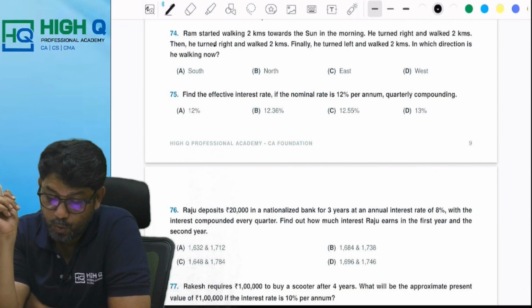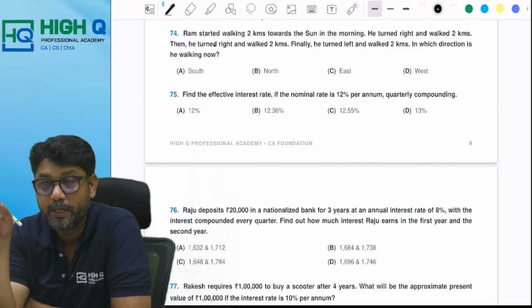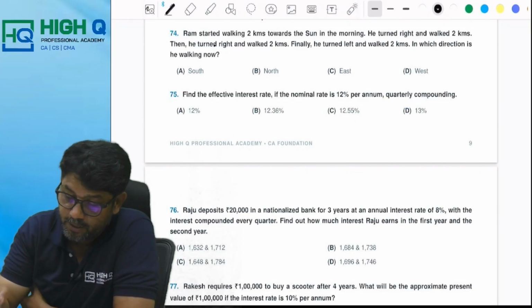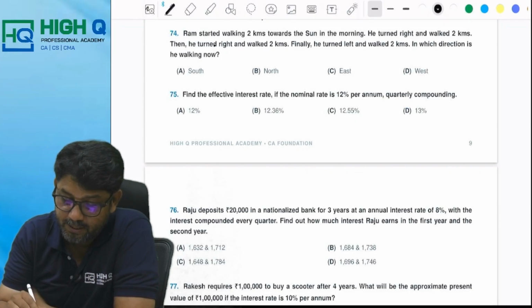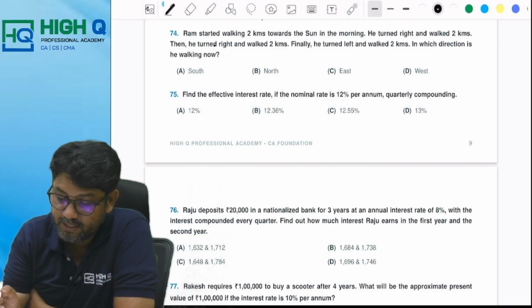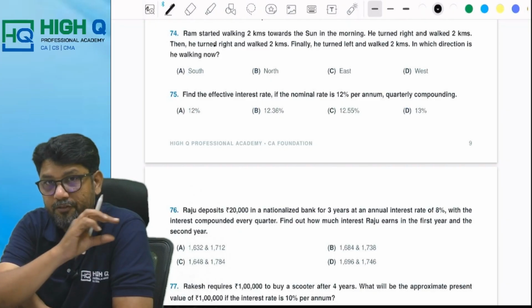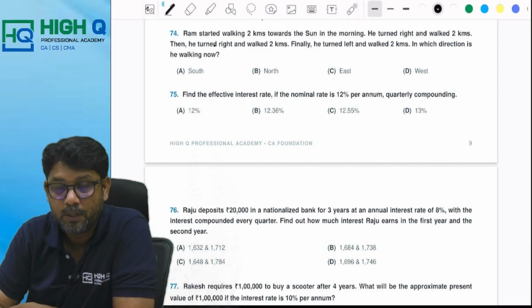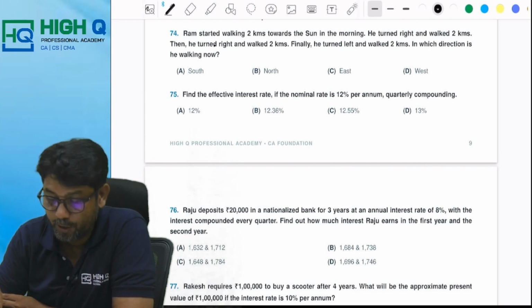Directions. Ram started walking 2 kilometers towards the sun in the morning, so he started walking towards east direction. He turned right and walked 2 kilometers. Then he turned right, again walked 2 kilometers. Finally, he turned left and walked 2 kilometers. Everything is equidistant, right? In which direction is he walking now?